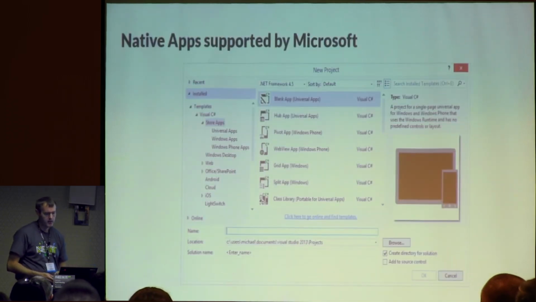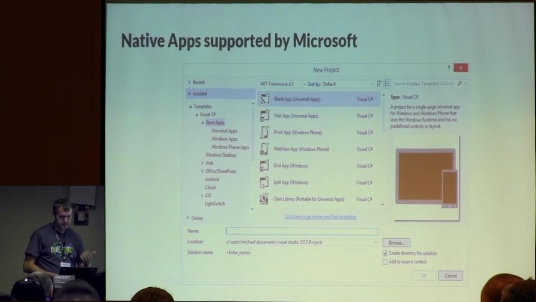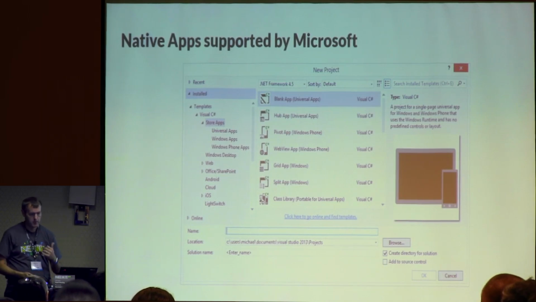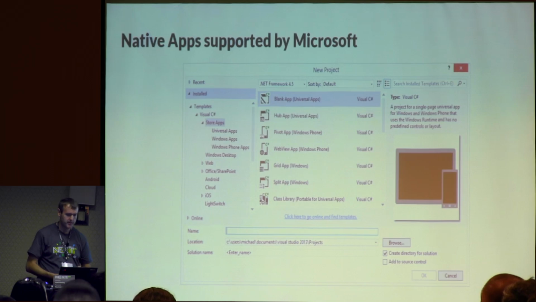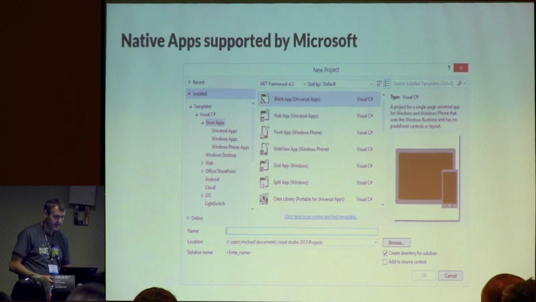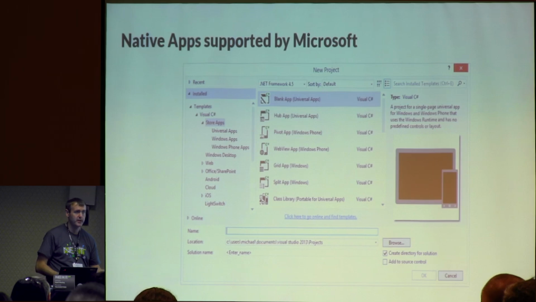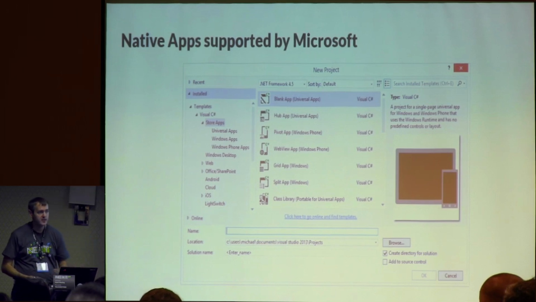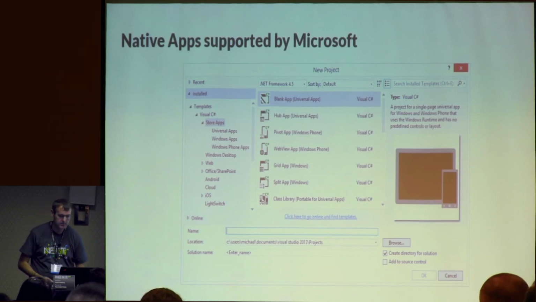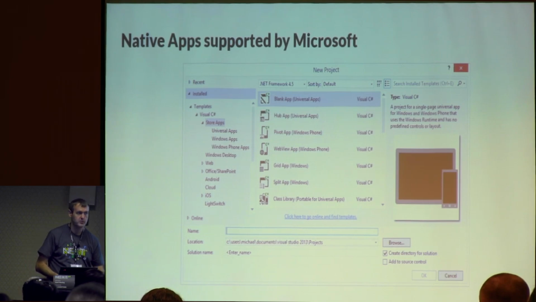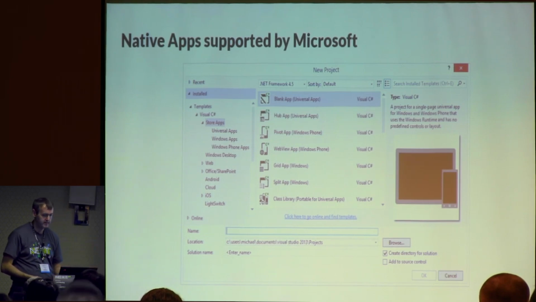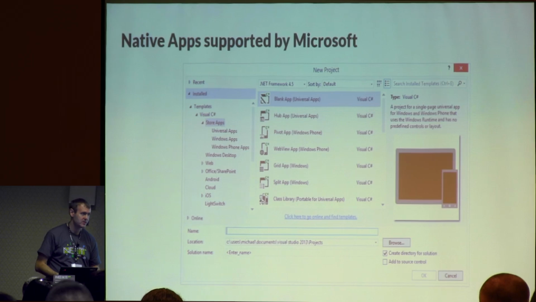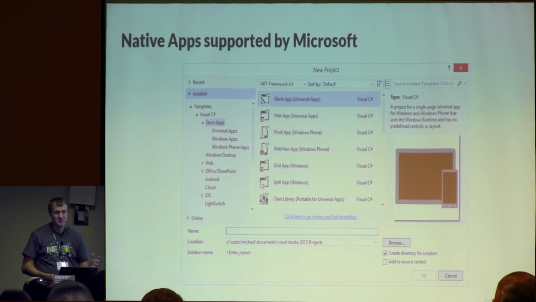With Microsoft, this was all that they had supported until about a month and a half, 2 months ago. So we had blank apps, which were universal apps. And then we had the Windows apps and Windows Phone apps. So the universal apps targeted both with a shared project. The Windows apps was obviously just for Windows 8, 8.1, and then finally with Windows Phone apps, it was just targeting Windows Phone. Wasn't very good.